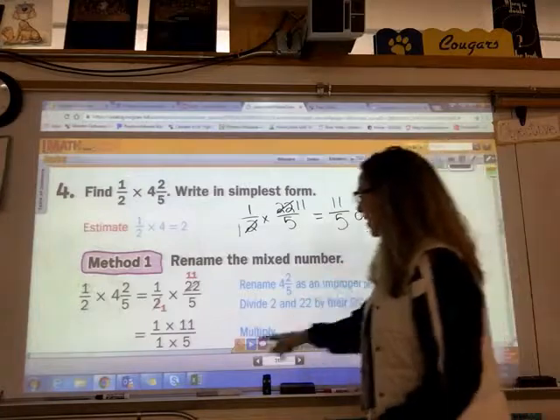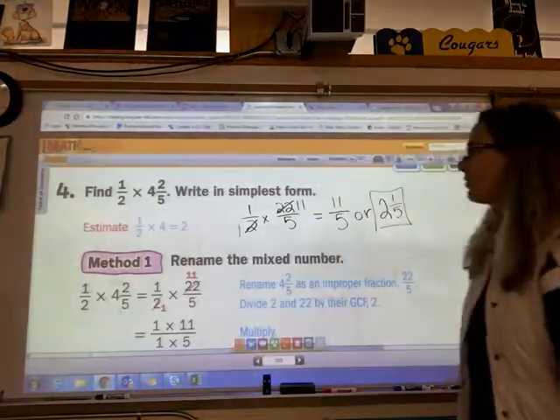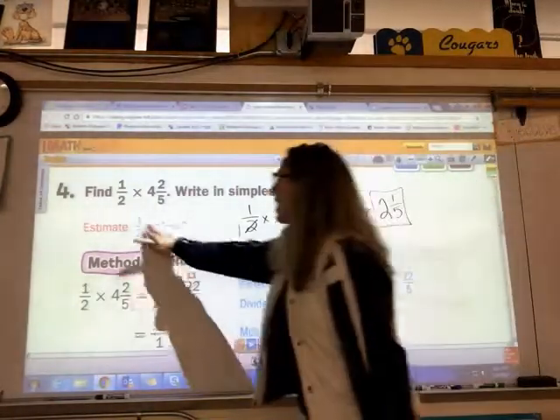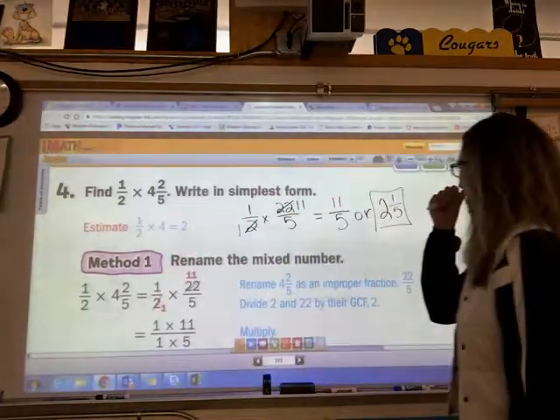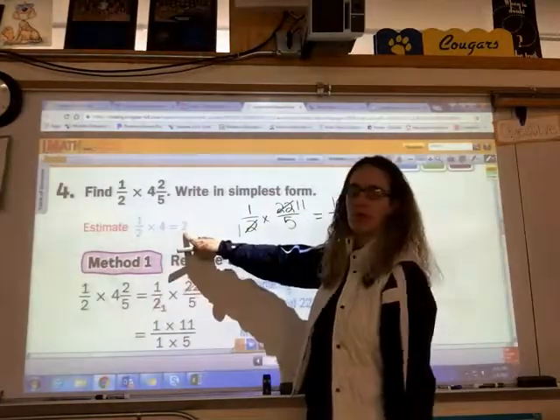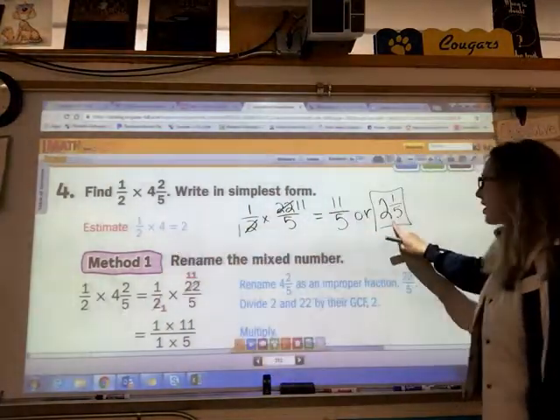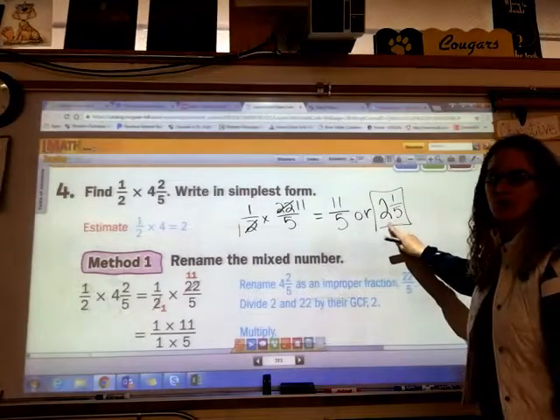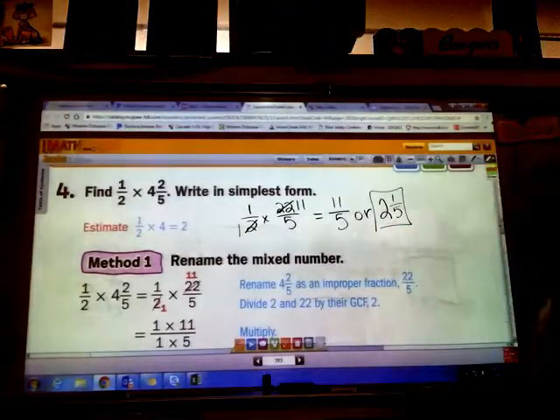Okay, first of all, you can see that your book is showing you a couple different ways to do this. They're having you estimate first to see what your answer is going to be. They estimated it to be about 2. When I actually solved this, 2 and 1/5 is very close to 2, so I'm pretty close.